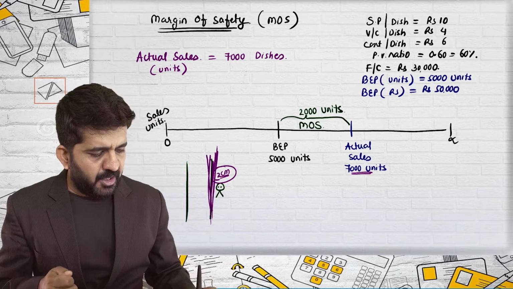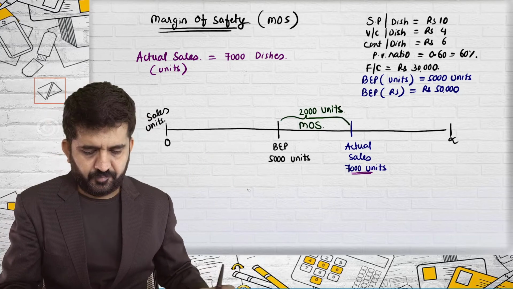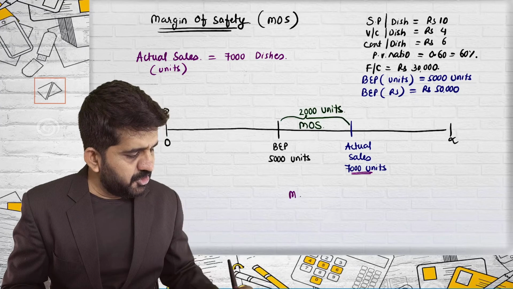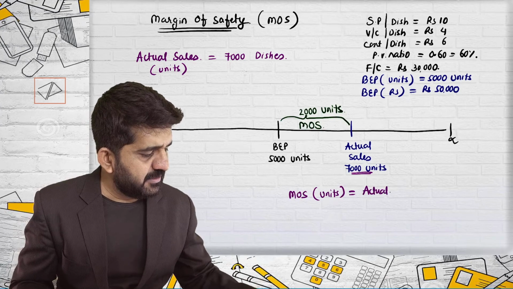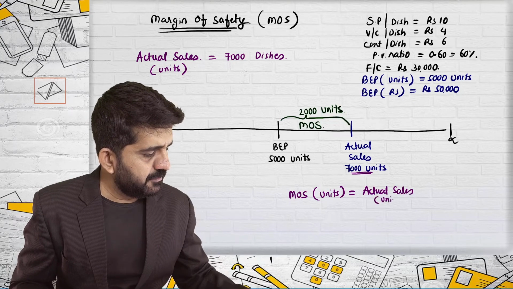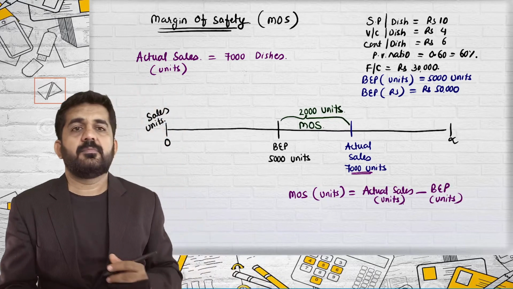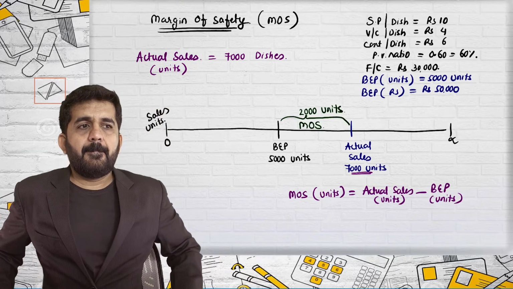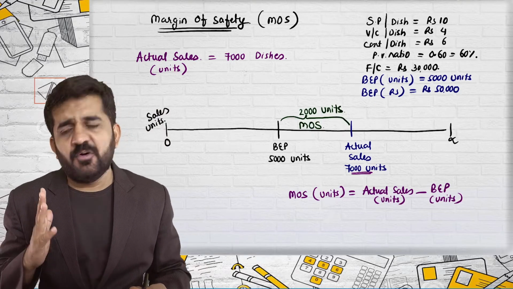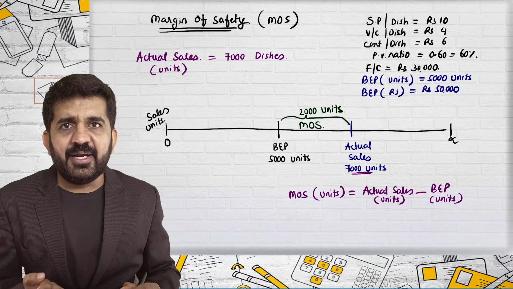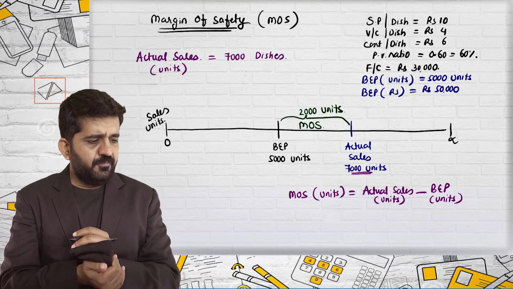I am converting it into a formula. Margin of safety in units is equal to actual sales in units minus break-even point in units. Actual sales minus break-even point is nothing but margin of safety. And this is very easy to understand, right? 7,000 units sold, below 5,000 units we are going to have loss. So 2,000 is the margin of safety.